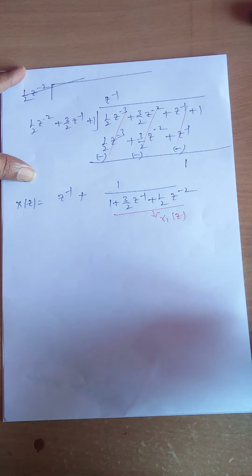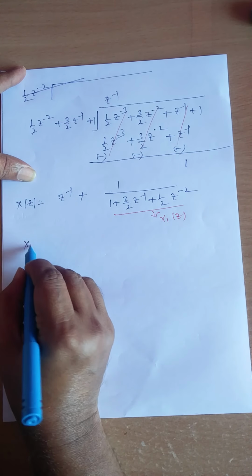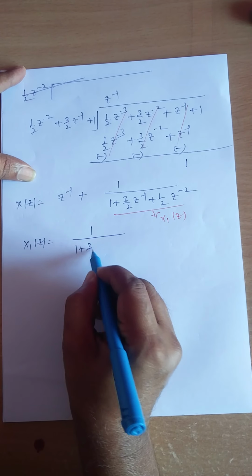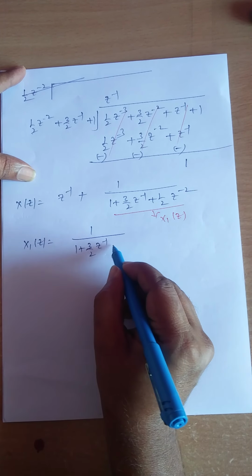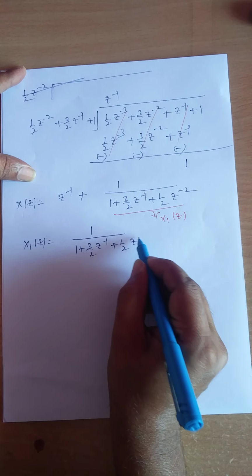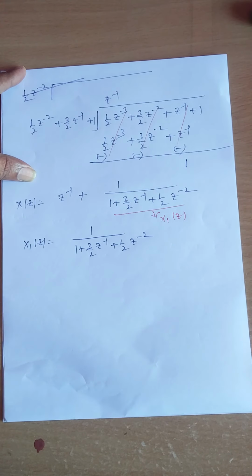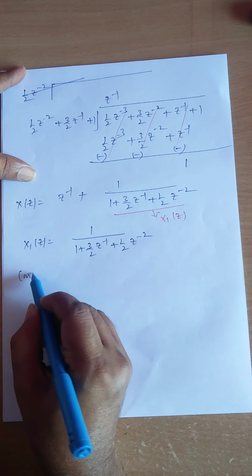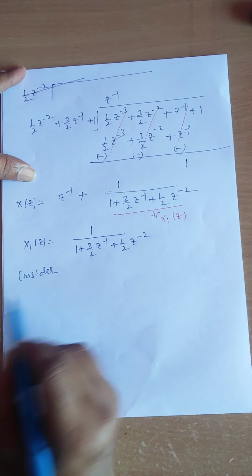Now X1(z) is equal to 1 divided by (1 + 3/2 z⁻¹ + 1/2 z⁻²). Now consider the denominator polynomial.